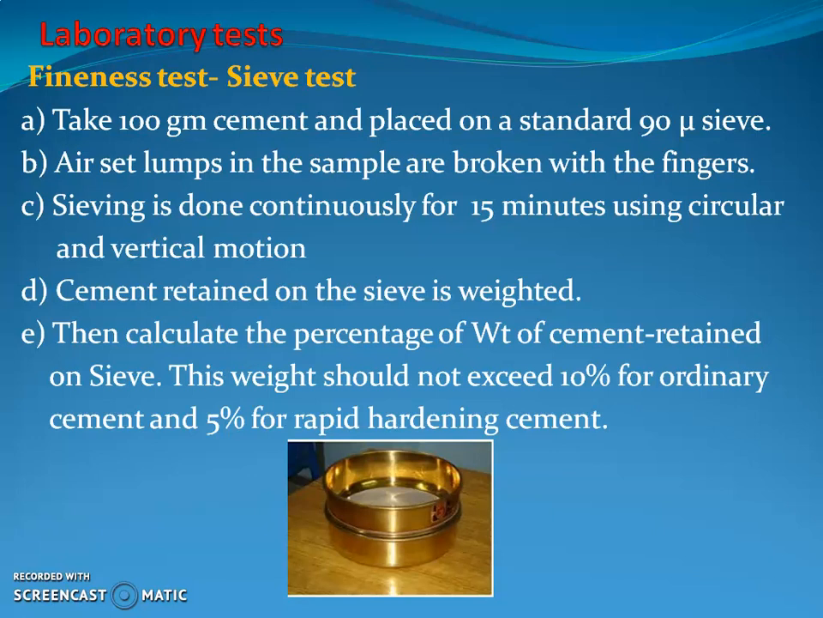Now the procedure: first of all take 100 gram of cement and place it on a standard 90 micron sieve. If there are any lumps in the cement, then they will be broken with the fingers. Then sieving is to be done for about 15 minutes using circular and vertical motion. Then note down the weight of the cement which is retained on the sieve. Then calculate the percentage of weight retained on the sieve. This weight should not exceed 10% for ordinary cement and 5% for rapid hardening cement.